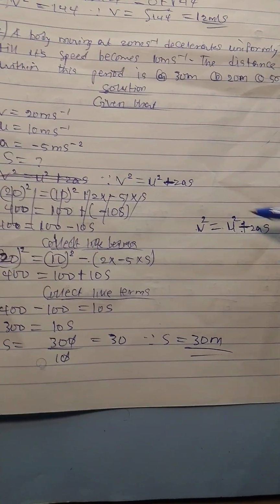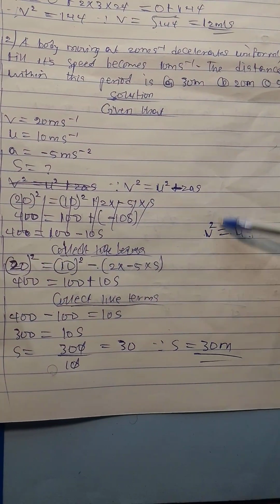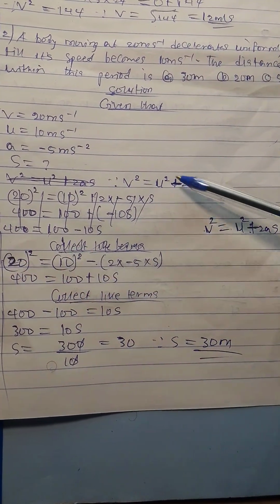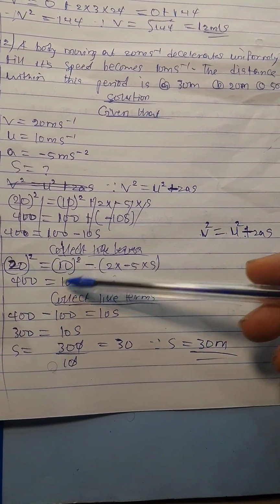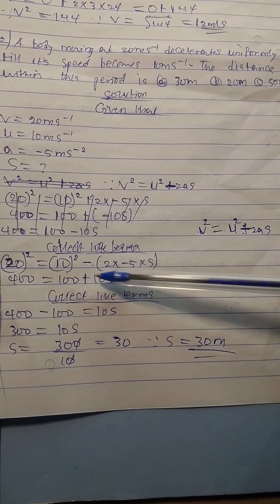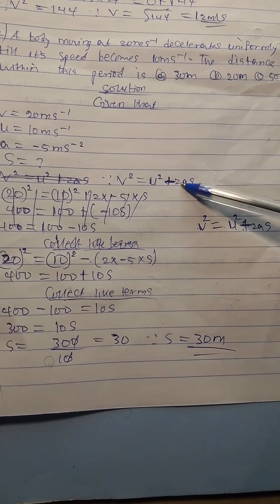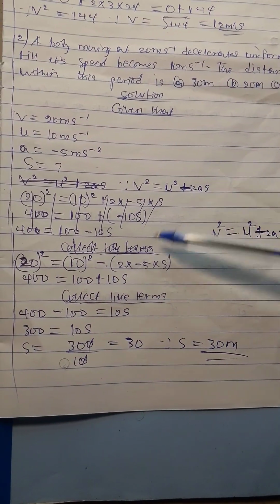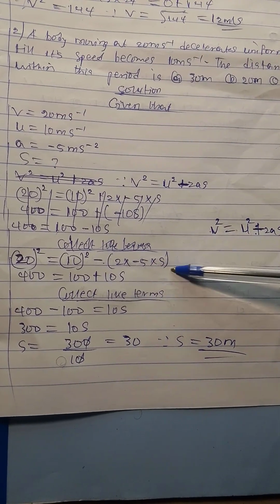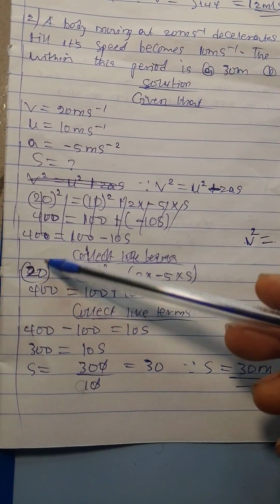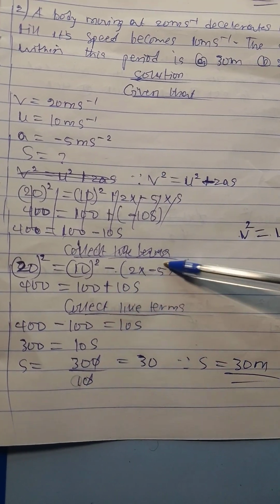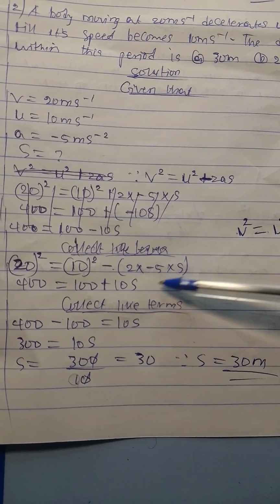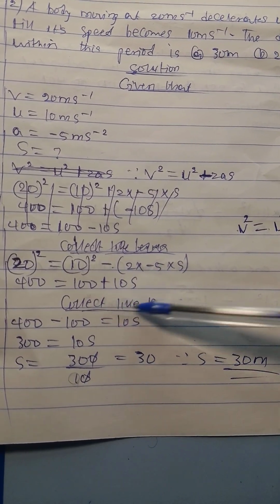So therefore let's substitute everything we got in this equation. We have v squared, that is v all raised to power 2, equal to u squared, which is 10 squared, minus 2 times acceleration. This is deceleration, which is minus 5, times x. So 20 squared is 400, equal to 10 squared, which is 100, now minus times minus is plus, 2 times 5 times s is 10s. So therefore collect like terms.